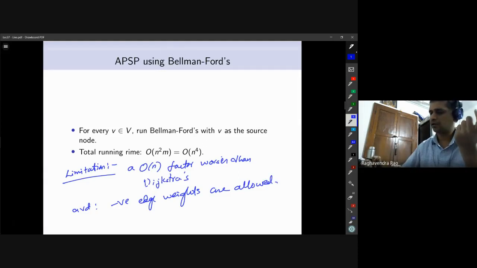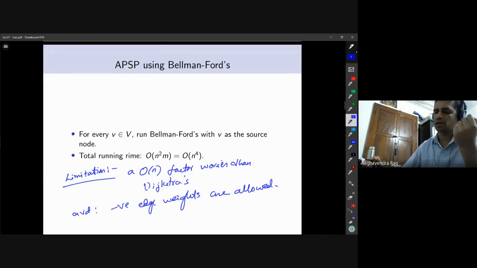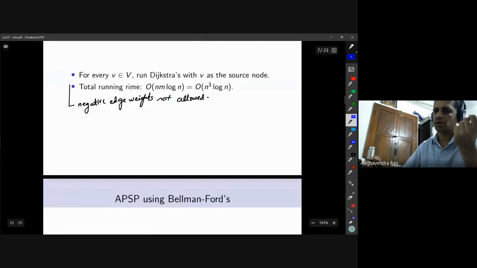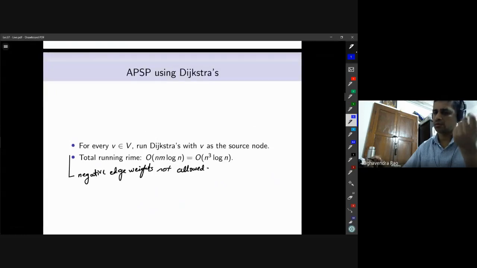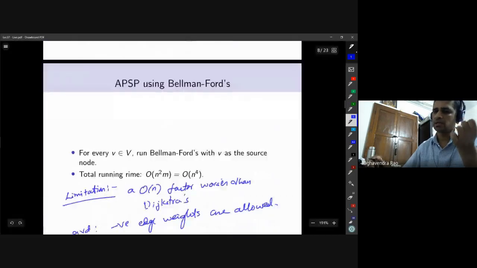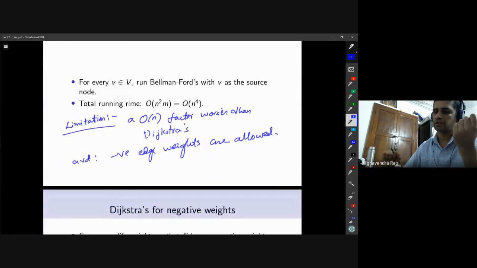So this is kind of a trade-off. If you want a really fast implementation, then Dijkstra would be good. But then there is a limitation of negative edge weights.